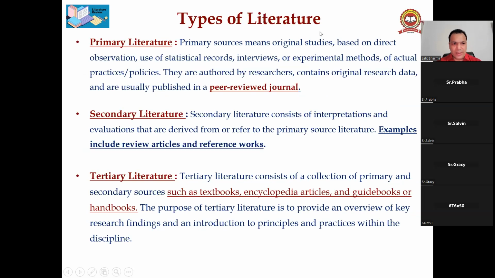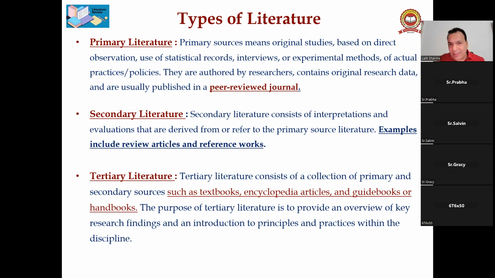Types of literature: primary literature, secondary literature and tertiary literature. This is also important, right? What is the meaning of primary literature? Primary literature means primary source, meaning original studies based on direct observation, use of statistical records, interviews or experimental method of actual practices and policies. This is called the primary literature.